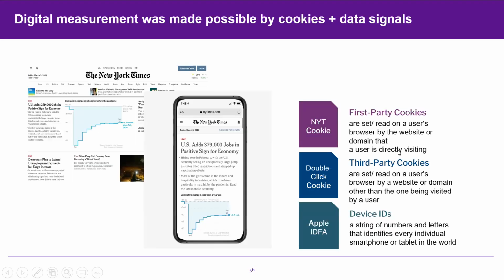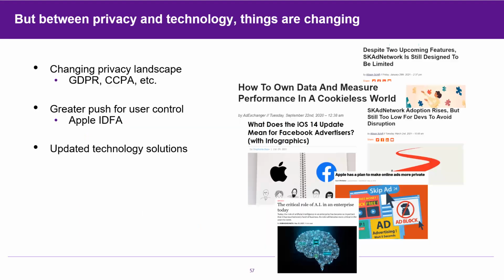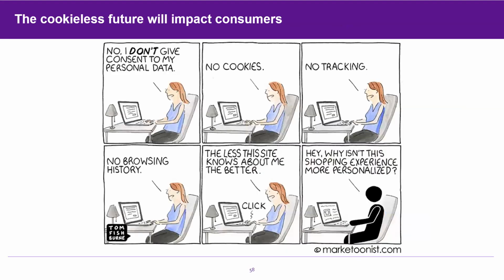So digital measurement was made possible by cookies and data signals, the first-party cookie or third-party cookie or device IDs. But between privacy and technology, things are changing. There's a changing privacy landscape through GDPR, CCPA, etc. There's a greater push for user control, such as Apple's IDFA, and there's updated technology solutions that are making it harder to collect all the necessary data for these attribution efforts.